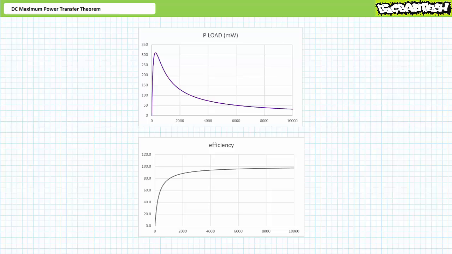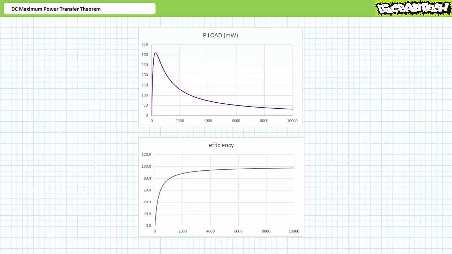In summary, a load resistor will experience maximum power when its resistance is equal to that of the Thevenin's equivalent resistance for the circuit under inspection. At maximum power conditions, the load resistor will always experience a voltage drop of half the Thevenin's equivalent voltage, and the circuit will operate at 50% efficiency.